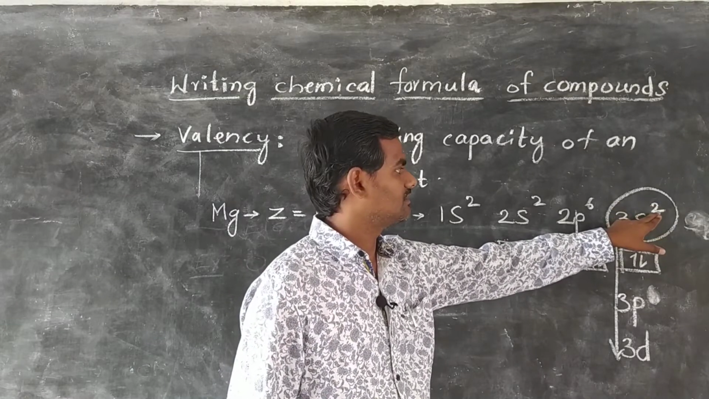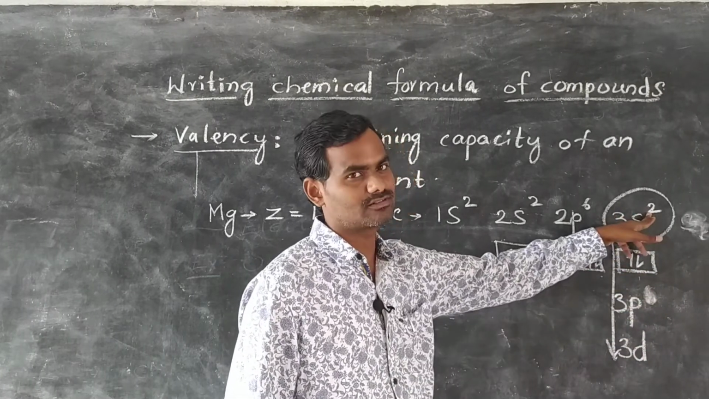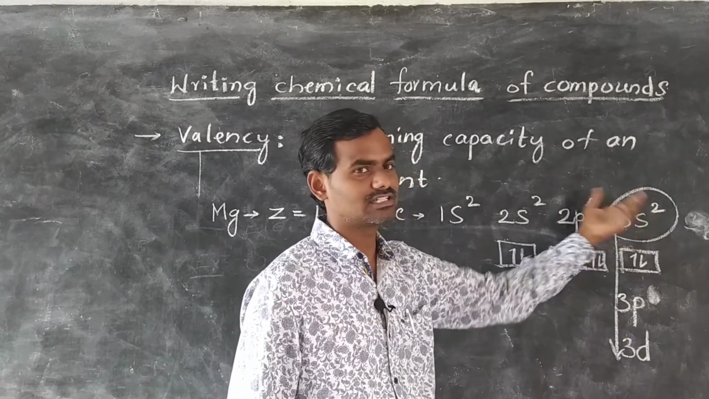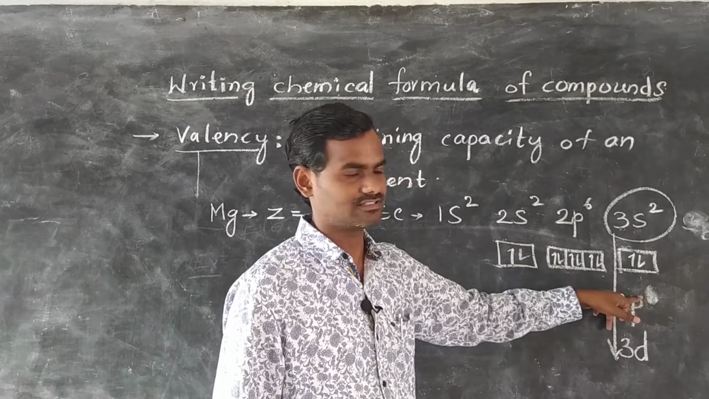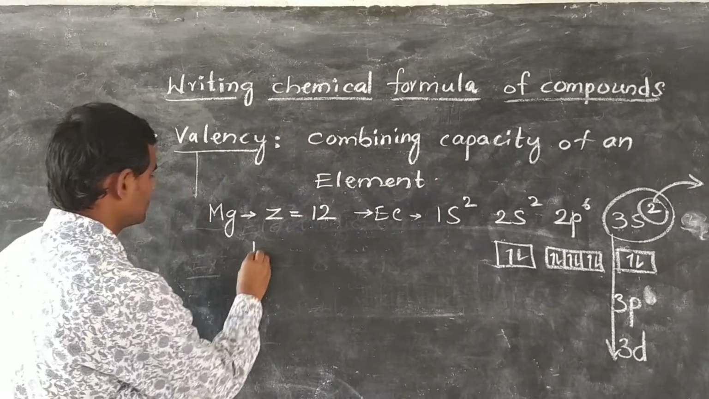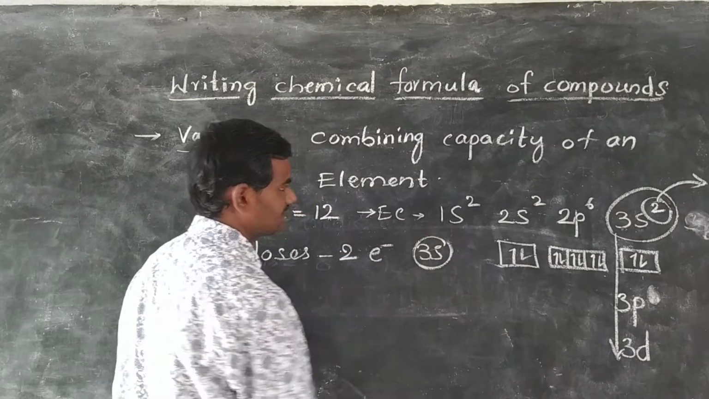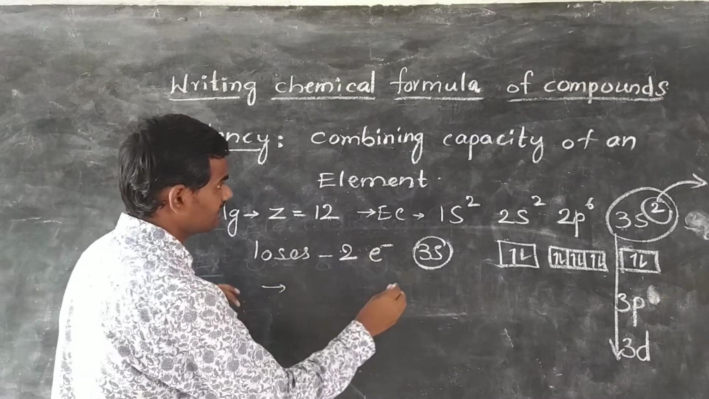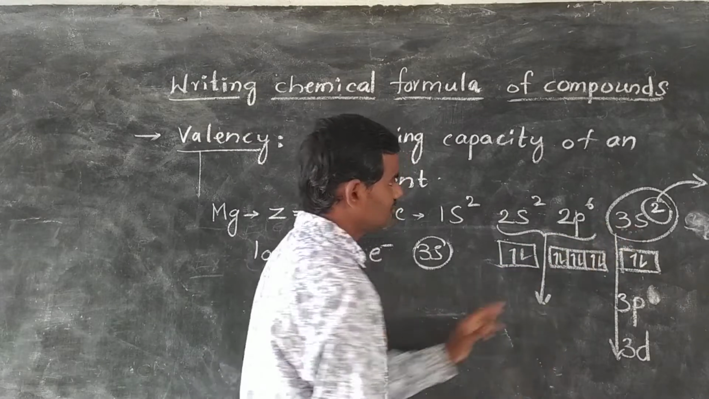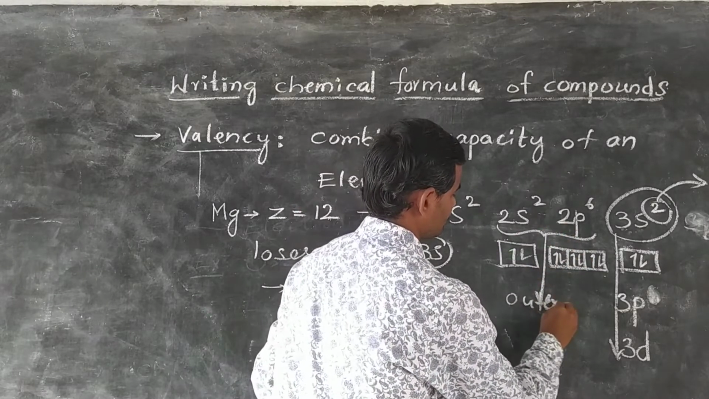So it has to gain 6 electrons, or it has to lose 2 electrons. Gaining 6 electrons is very difficult, so it loses these 2 electrons from the 3s orbital and attains stability, because after losing 2 electrons, the 2s2 2p6 will become the outermost orbital.